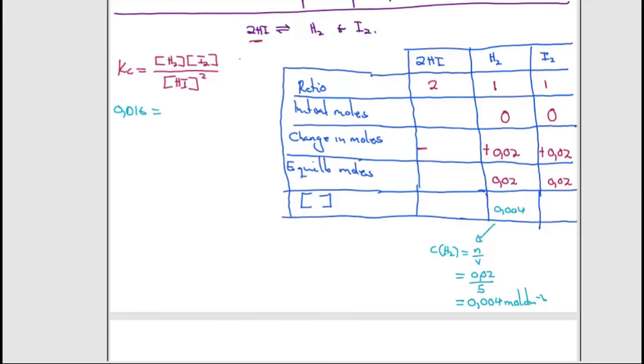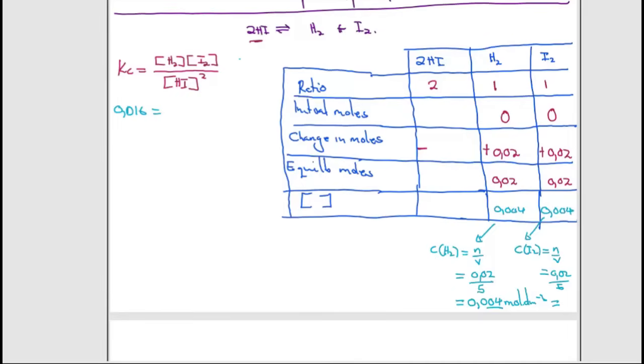What are we going to have on the other end? It means now C is equivalent to what for I2 again. I'm going to do the same. The concentration of my iodine gas is equivalent to n over V. The number of moles is still the same, and the volume is still the same. What does that mean? It means we're going to get the same value, so I'm going to automatically write 0.004 mol per dm³.